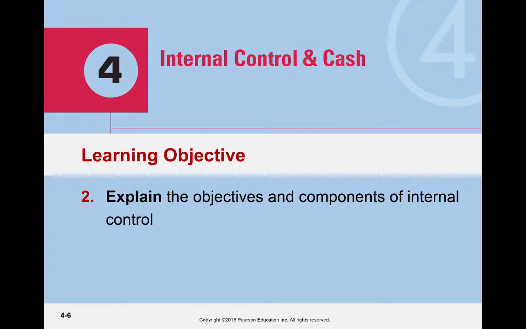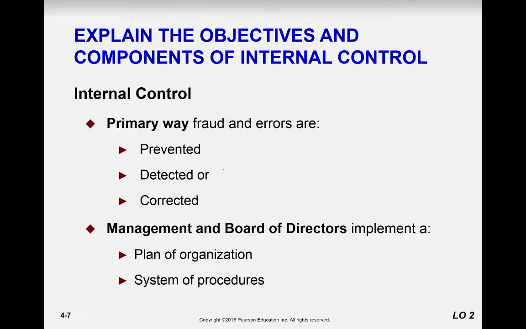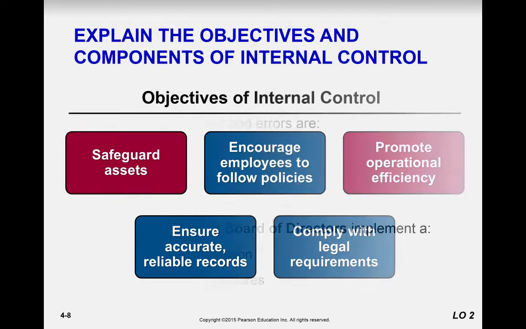Now moving on to the components and objectives of internal control to hopefully prevent, detect, and correct fraud. Preventive measures are the most important. Internal controls are in place to hopefully prevent any errors or fraud from occurring. Normally, management or the board of directors basically has a plan, and then they have procedures in place of internal controls to hopefully do this piece.